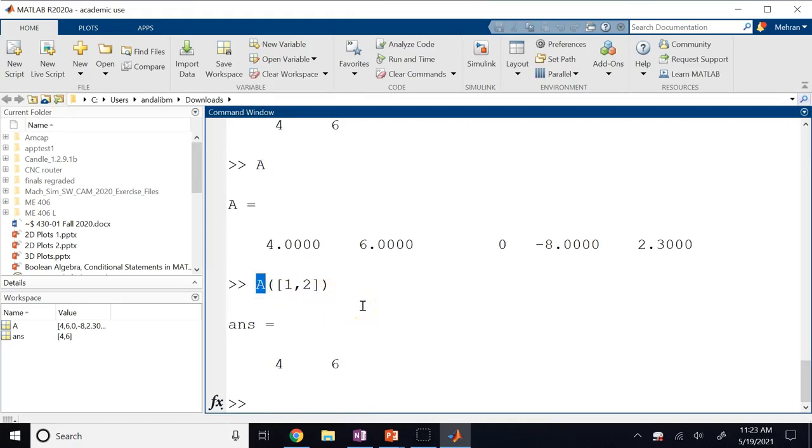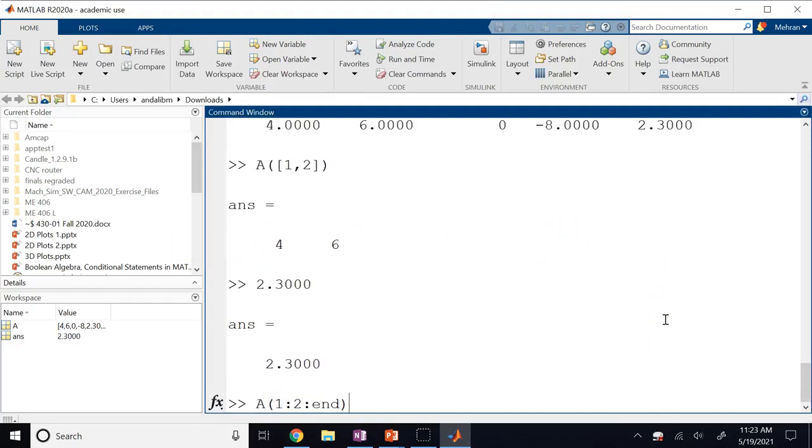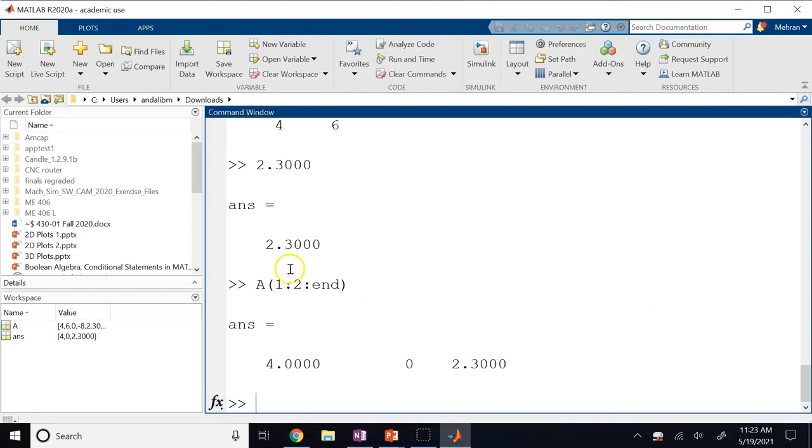So this 1 colon 2 is equivalent to creating this vector and then calling A at those indices, right? Or if I say A with 1 increment 2 each time to go to end, and end here is 5, it means jump 2 at a time. So start with this one, jump, and then jump. So I should get 4, 0, and 2.3 here, and that's what you see. Okay, so you can access any number of values or entries in A that you want.